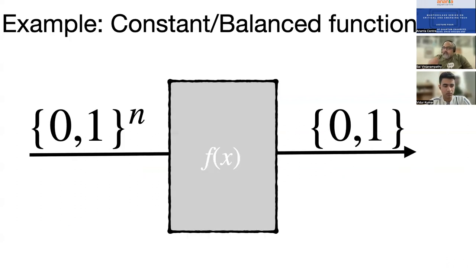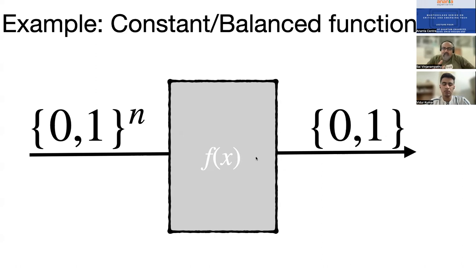And here is an example. Let me give you actually a direct and mathematically relevant example here. And the mathematically relevant example is something called a constant or balanced function. So this is basically a function f of x, which takes as an input a binary string, an n-bit binary string, and outputs basically the 0 or 1. But it has the following property.